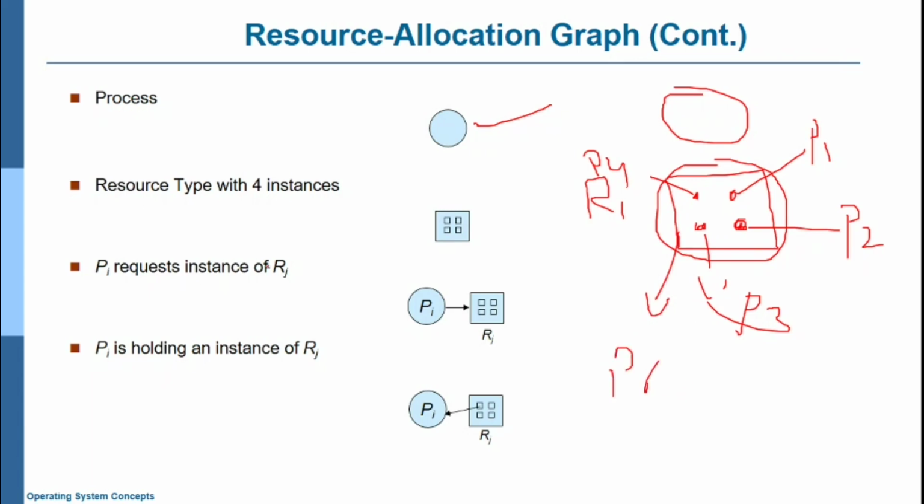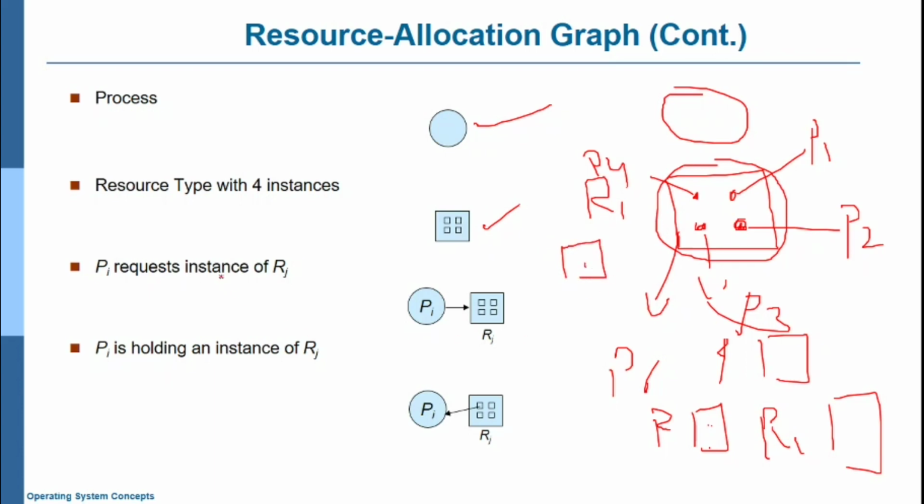So it's like that. Okay, so a resource type with 4 instances is represented like this, and some resources may have only 2 instances, some may have 3 instances, and some may have only 1 instance. Depending on that, this is the representation for 4 instances. So this is how they are represented.